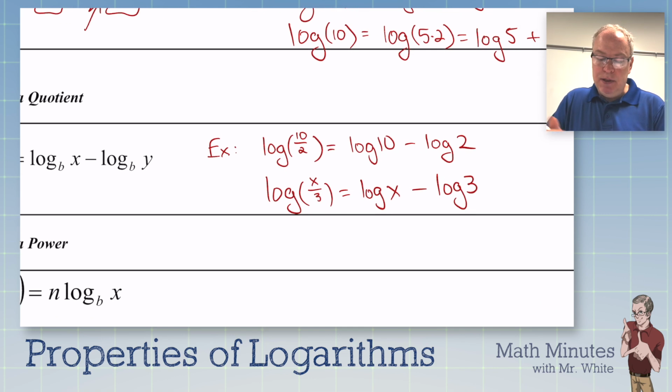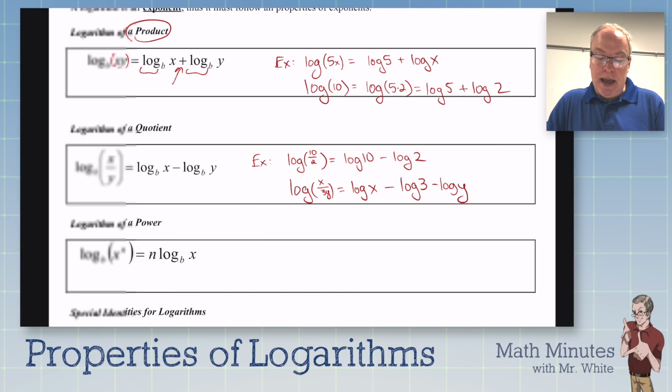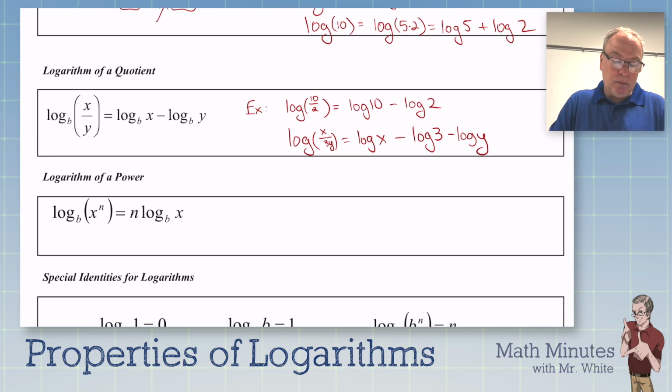Now, what happens if I stick a y on the bottom also? Well, because that's in the denominator, it is negative as well. So minus log y. So that's a good example there where I snuck that extra variable in the denominator. And I want you to notice that everything that was in the denominator has a negative sign in front because it's a negative exponent, actually.